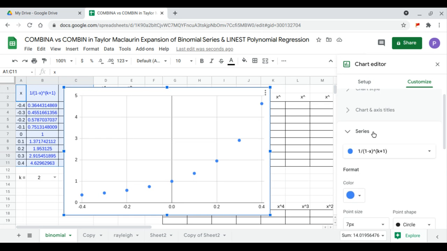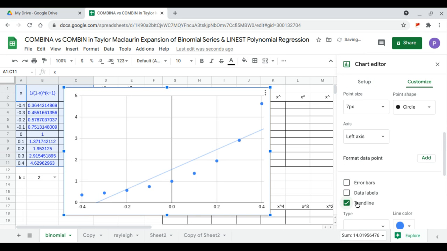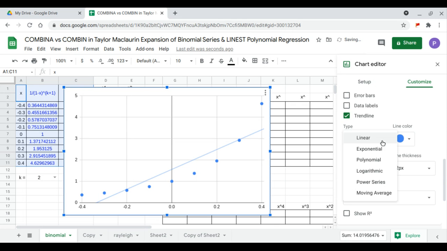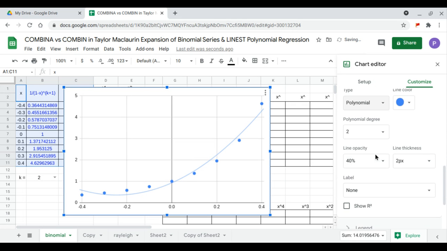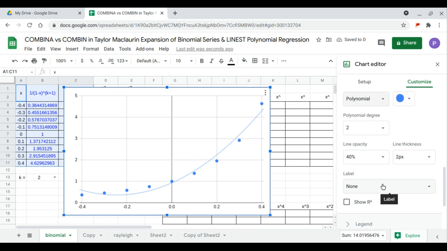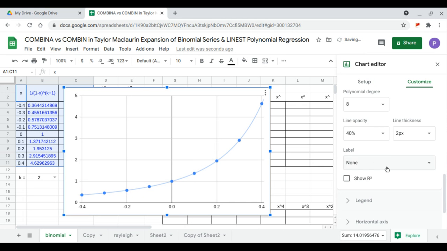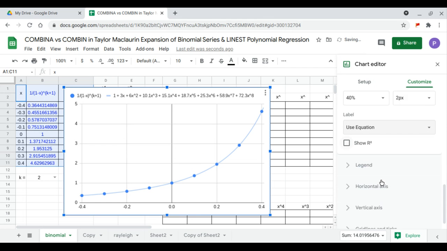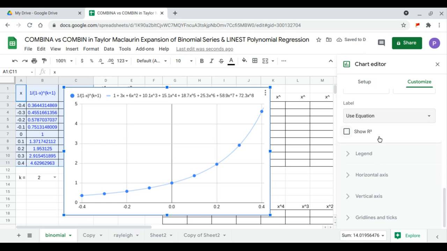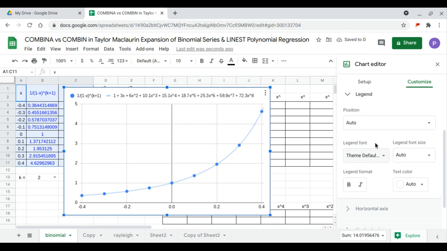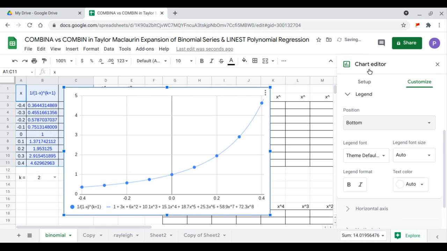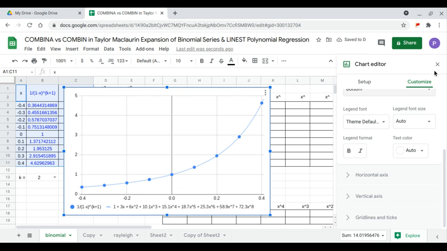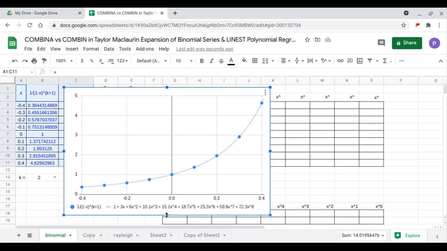And series, the trend line, polynomial. Let's put here 48 degree. And show the equations label. Relocate at the bottom. And here's our trend line and trend line polynomial.